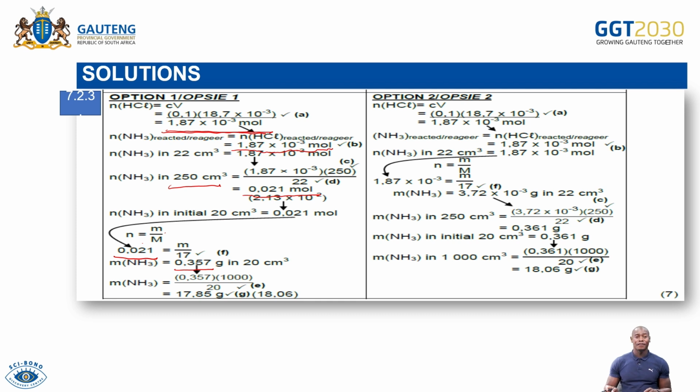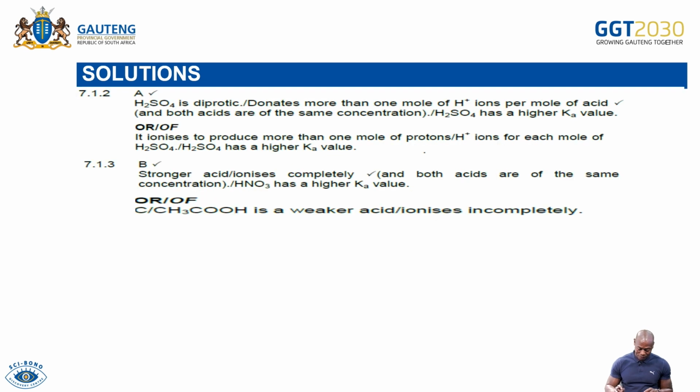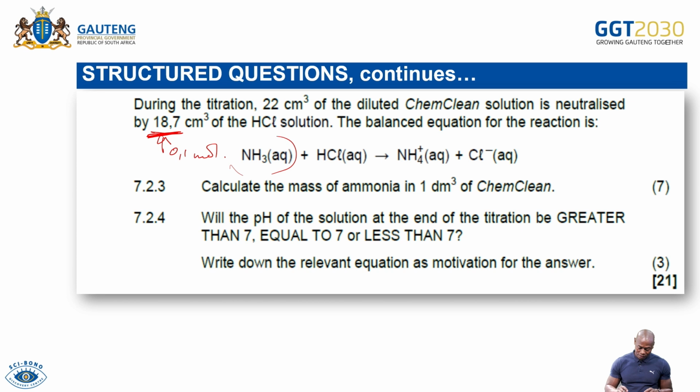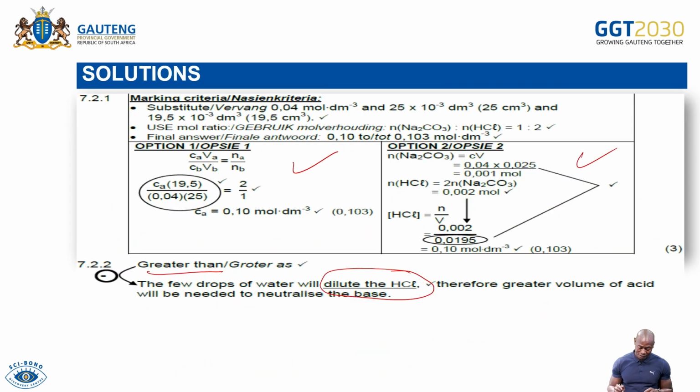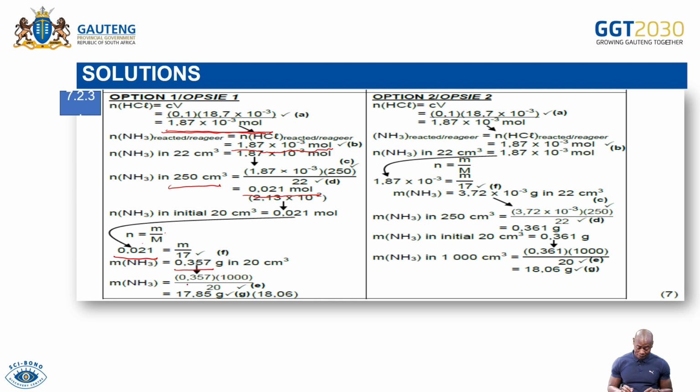So we have 0.357 grams in 20 cubic centimeters. But in 1000, where is this 1000 coming from? The question says calculate the mass of ammonia in 1 cubic decimeter, right? In 20 cubic centimeters we have 0.357 grams, and obviously in 1000, or in 1 cubic decimeter, you will have 0.357 times 1000 divided by 20, to get 17.85 grams.